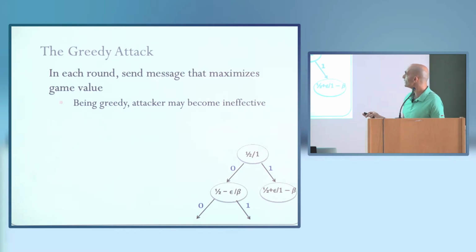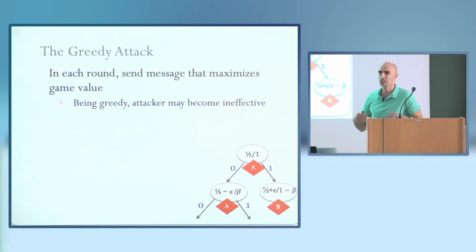So think of the case where Alice is the attacker. She controls the first message, and she sees that the game value here is 1 minus epsilon. The game value here is 1 plus epsilon. The greedy attack says go to the right. But what happens is that the protocol decides that here Bob takes control over the protocol. He decides the output, and therefore Alice cannot deviate again and again. She's back to the one-shot attack.